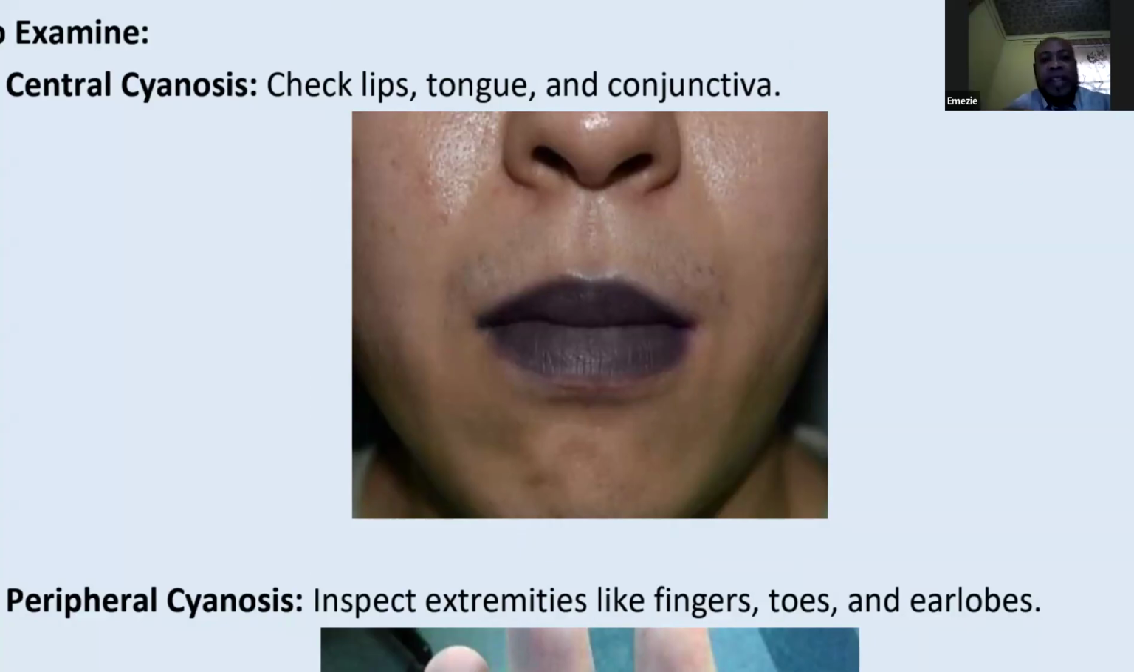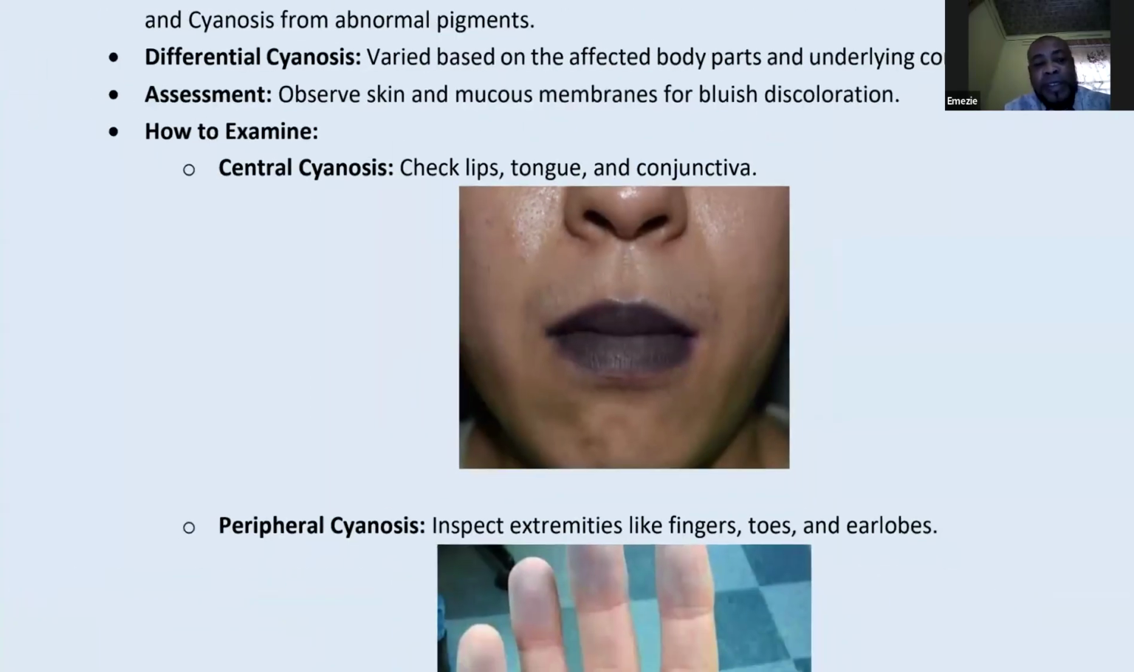There are two types of cyanosis. Cyanosis can be central or peripheral. Central cyanosis means the problem is coming from the heart and the lungs. Peripheral cyanosis is what we call vasoconstriction. The blood vessels have constricted, so they are not permitting enough blood to flow to the distal extremities. They're not permitting blood to flow to the fingers or to the toes.